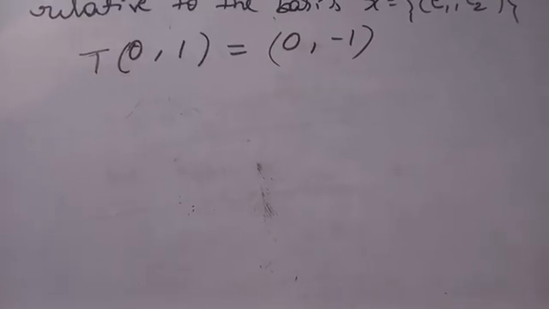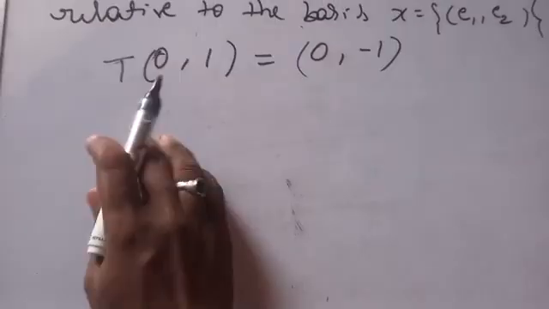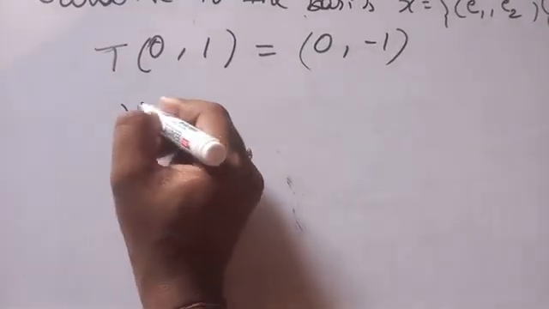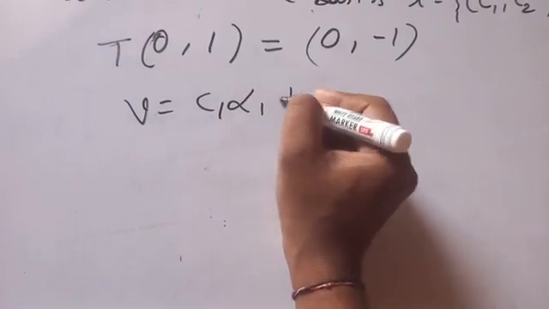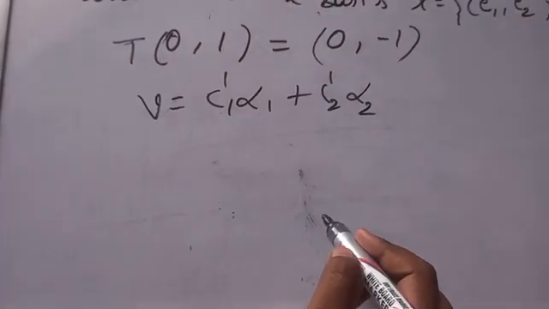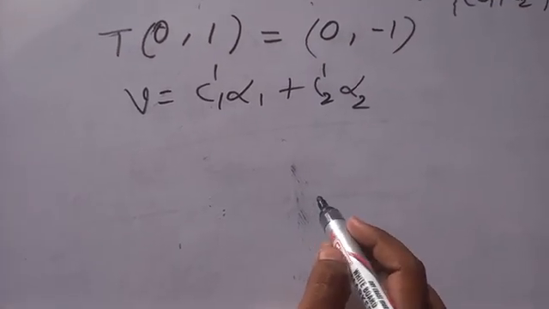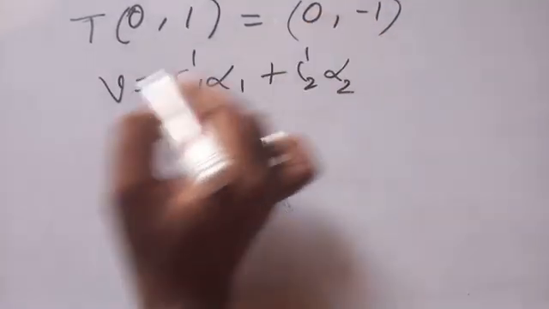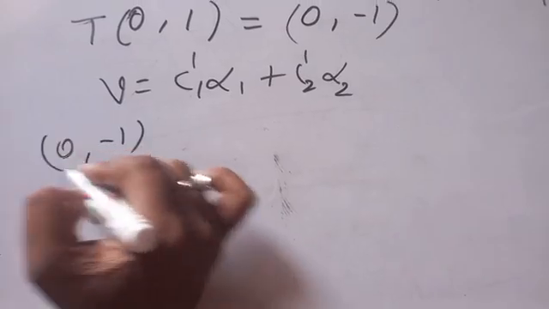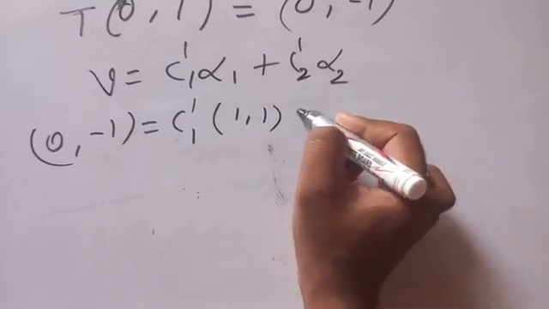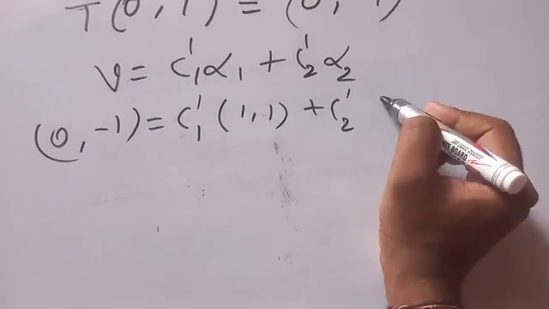Next we have to find the c1 dash and c2 dash values. So T of (0, 1) equal to (0, -1), equation 2. So V equal to c1 alpha 1 + c2 alpha 2, that is, c1 dash alpha 1 + c2 dash alpha 2. The second vector V is equal to (0, -1). Alpha 1 is equal to (1, 1), and alpha 2 is equal to (1, -1).